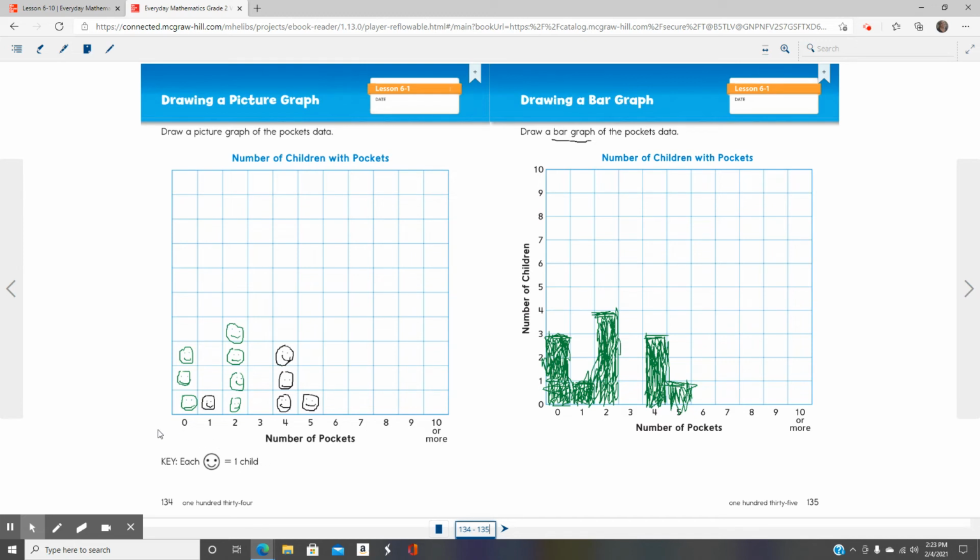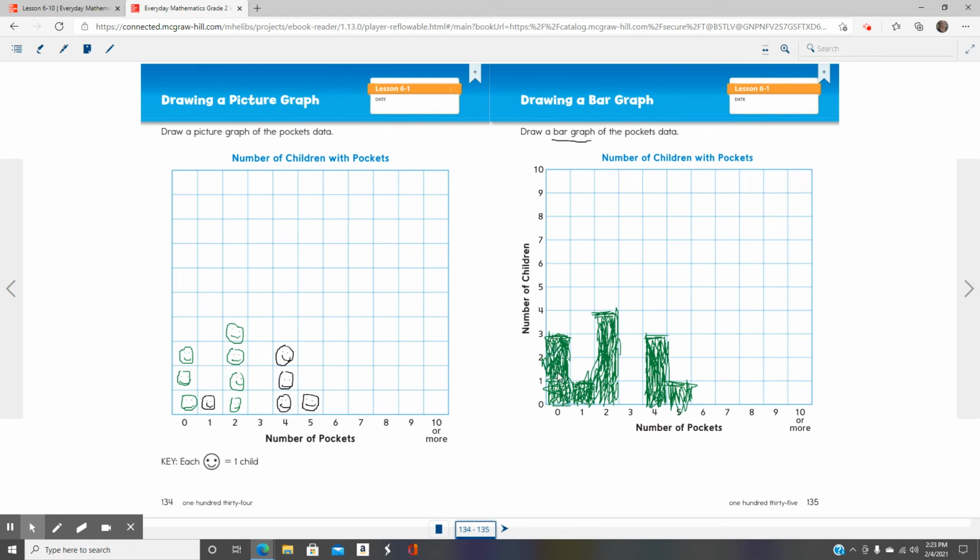Now, once you filled in one graph, it's very easy to fill in another one. We went to this page and we filled in a bar graph, and it's called a bar graph because you're actually drawing bars to show your data instead of pictures. So we simply used our picture data to fill out our bar graph. And again, I apologize for how sloppy that looks. It is very hard to draw with a mouse. But I think you get the idea.